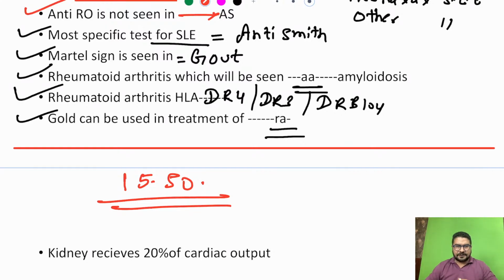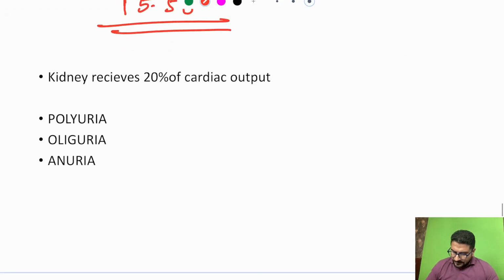ओके गाइस, सो स्टार्ट करते हैं नेफ्रोलॉजी को. लेट्स टॉक अबाउट किडनी डिसीज. So just try to understand first some basic information. Kidney receives 20% of cardiac output. So ये भी एक क्वेश्चन है खुद में.